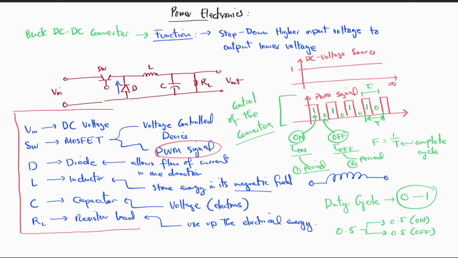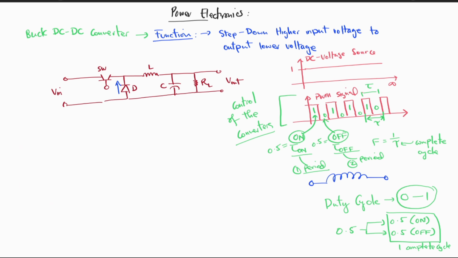And now both will give us a value of 1 complete cycle, because this will have a period which is 0.5, and this will also have a period of 0.5. And now the frequency is set between the period of the turn on and the period of the turn off cycle of the PWM signal.